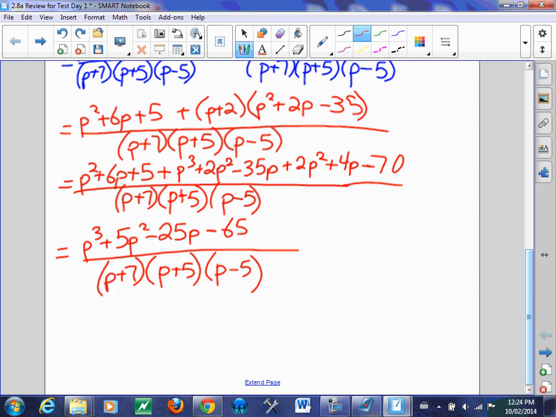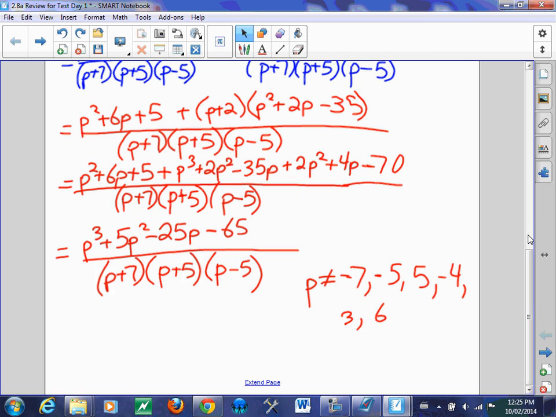Now, I'm not sure if it asked you to state the restrictions, but let's put them here anyway. So looking at the 3 that remain, it can't be -7, can't be -5, can't be 5, and let's see what canceled out. What else can't it be? It can't be -4, it can't be 3, and it can't be 6. All right. Great job, ladies and gentlemen.